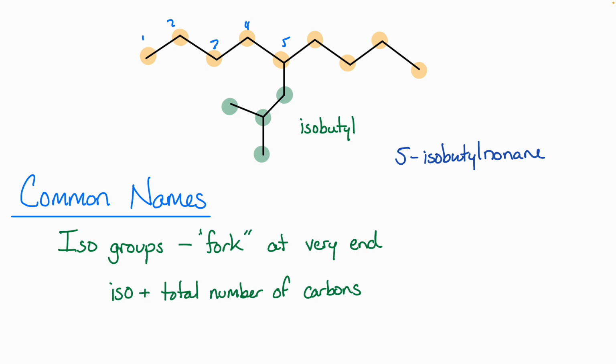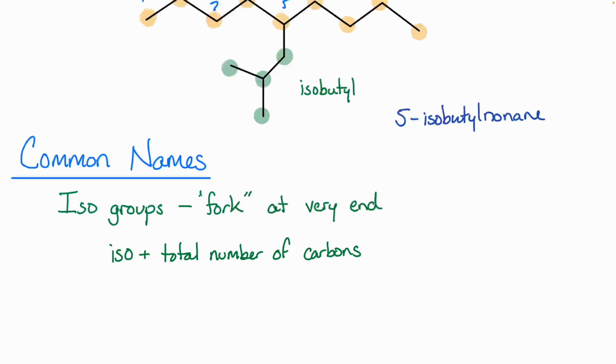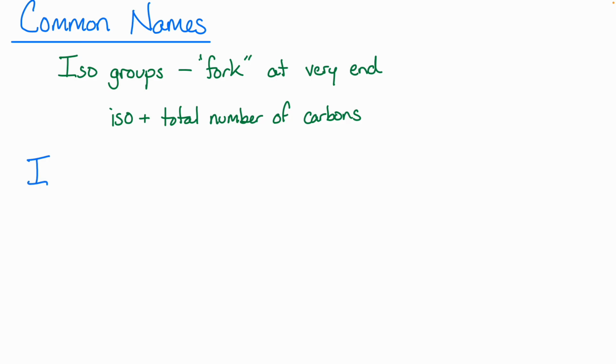However, not everything has a common name. We can come up with many branched alkyl groups that don't have one, and don't you worry, the IUPAC has your back here. They have a way to deal with this. We're going to call these our IUPAC names. To be clear, the IUPAC is the International Union of Pure and Applied Chemistry, and they come up with our nomenclature scheme for organic molecules.